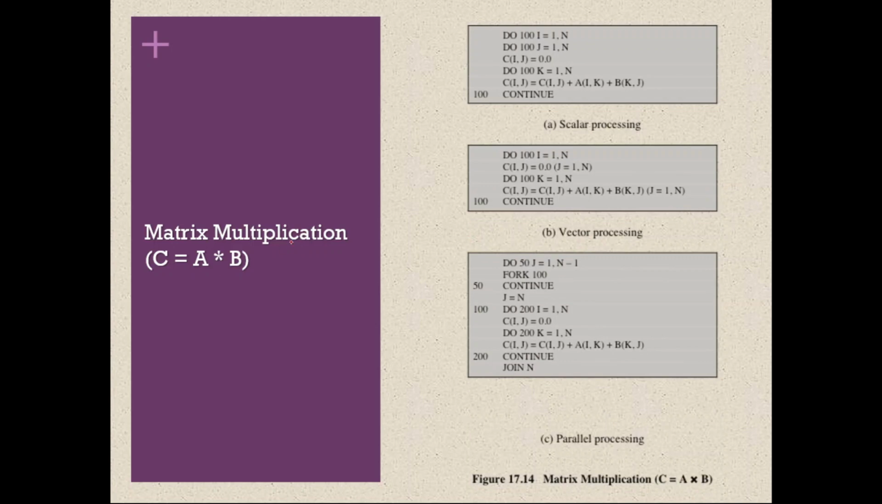So now let us try to understand the difference between scalar processing, vector processing, and parallel processing with an example. We are going to discuss three things: scalar processing, vector processing, and parallel processing. This example is on matrix multiplication. I guess you remember the logic for matrix multiplication.